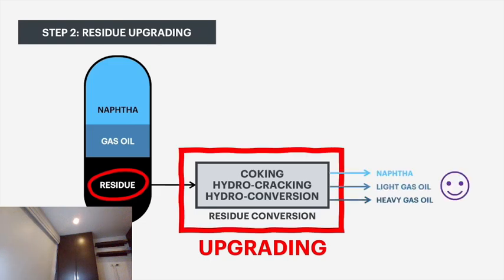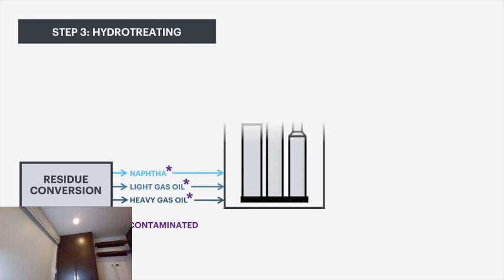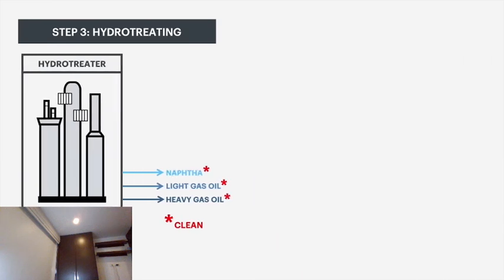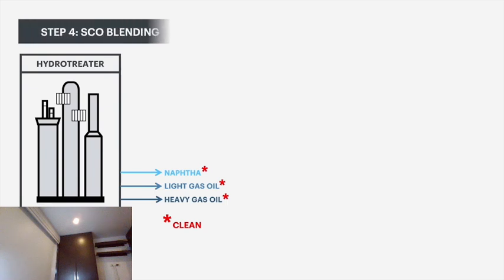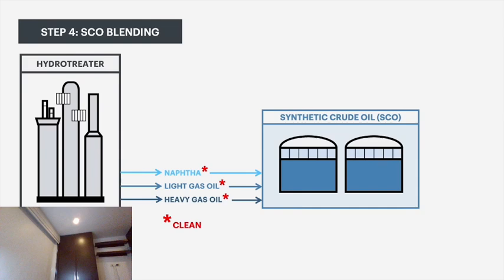The last step in the upgrading process is to take all of these streams and remove contaminants that were originally contained in the bitumen, such as sulfur and nitrogen. After this cleaning step, each stream is recombined into a final crude oil product known as synthetic crude, which is a very clean, residue-free, light, sweet crude.